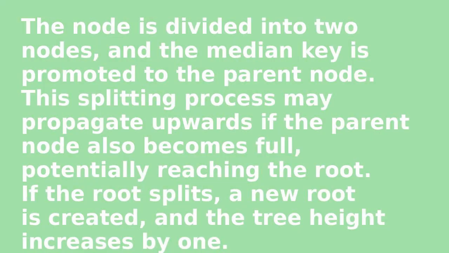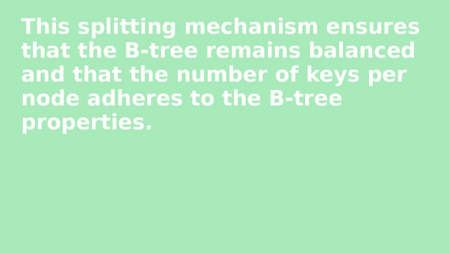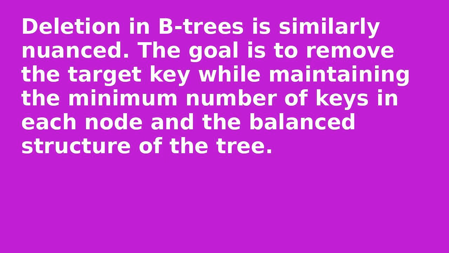The node is divided into 2 nodes, and the median key is promoted to the parent node. This splitting process may propagate upwards if the parent node also becomes full, potentially reaching the root. If the root splits, a new root is created, and the tree height increases by 1. This splitting mechanism ensures that the B-tree remains balanced and that the number of keys per node adheres to the B-tree properties. Deletion in B-trees is similarly nuanced.